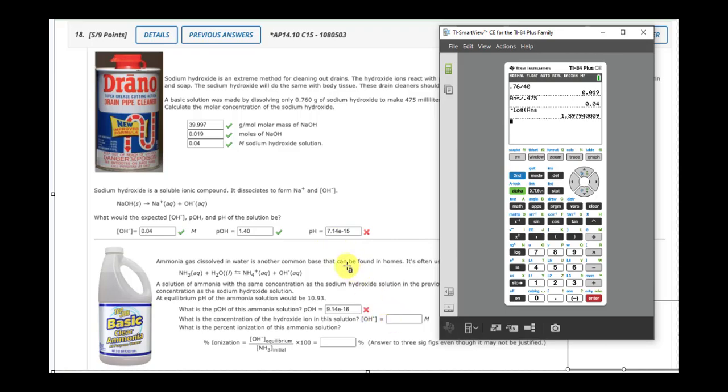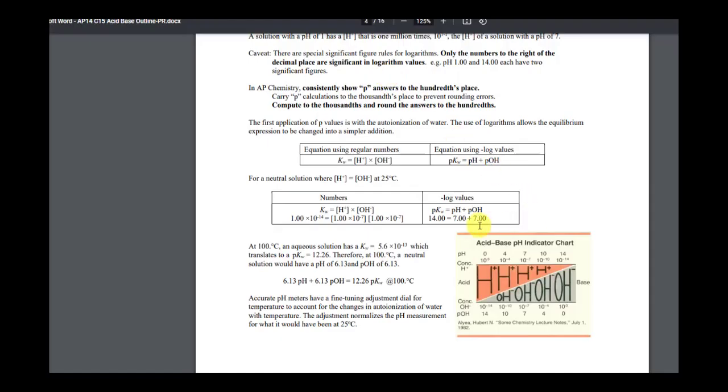So let me quickly go to my outline. Here we go. Important piece of data. This is worth looking up on the outline, and it's worth remembering. When you have 25 degrees Celsius, the pKw of water is 14. So the pH and pOH will add up to 14. So you can quickly convert from a pH to a pOH by subtracting that number from 14.